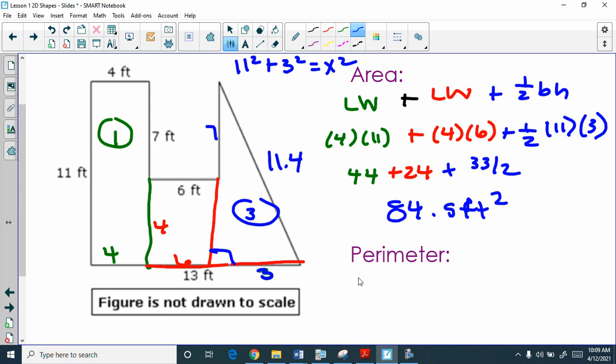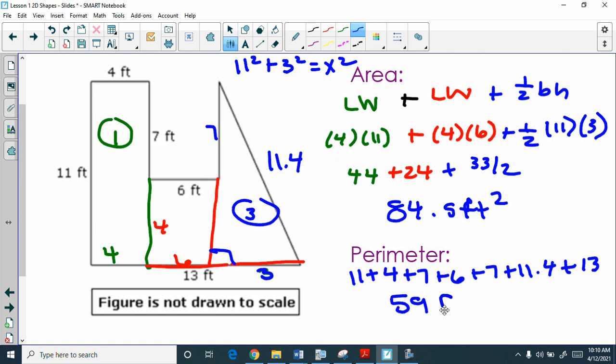And then to find our perimeter, we'll just add everything up. So we've got 11 plus 4 plus 7 plus 6 plus 7 plus 11.4 plus the whole bottom there, which was 13. And then we're back to 11. So we're just going to add everything together to get 59 feet.